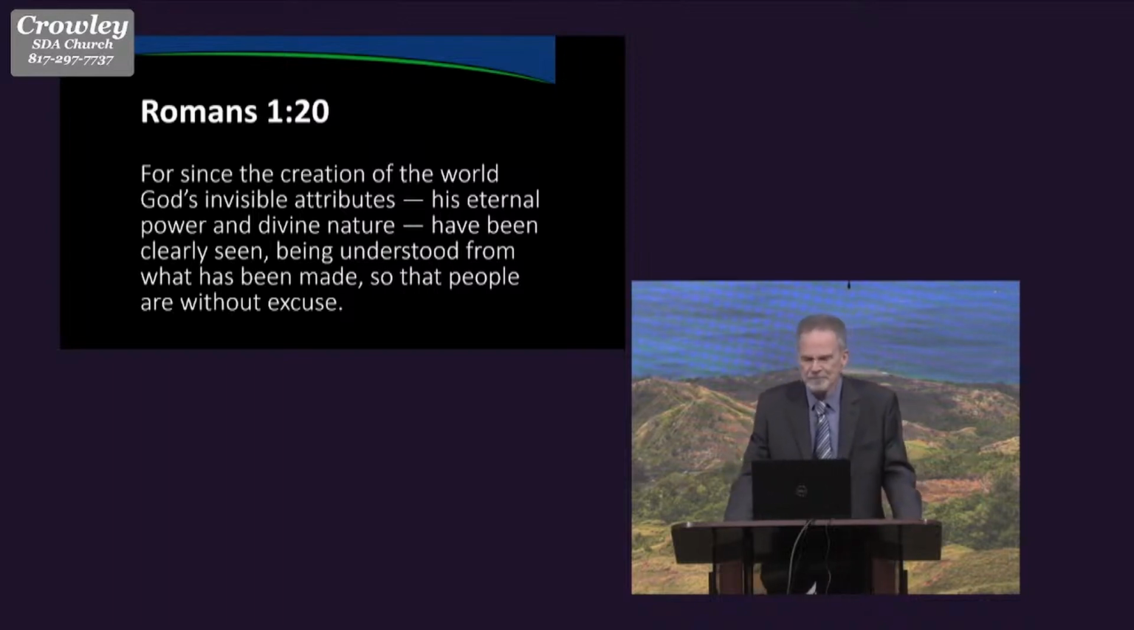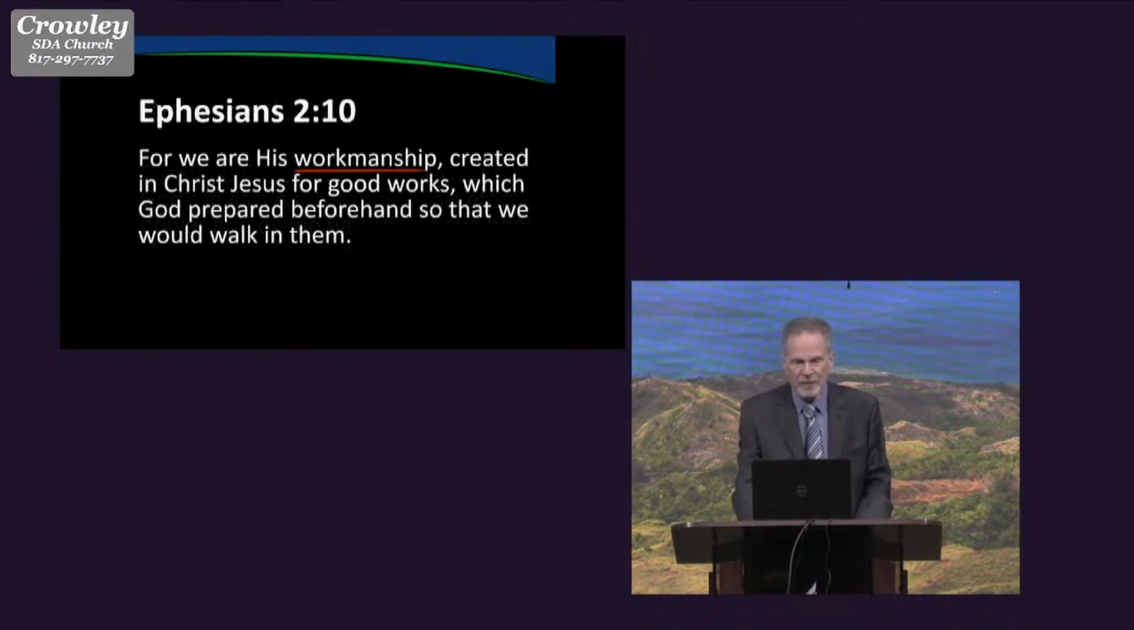Romans 1:20 says this, "For since the creation of the world, God's invisible attributes, his eternal power and his divine nature have been clearly seen, being understood from what has been made, so that people are without excuse." Now this expression, "what has been made," shows up one other time in the Greek. It is found in Ephesians 2:10, where it says, "For we are his workmanship, created in Christ Jesus for good works, which God prepared beforehand so that we would walk in them."